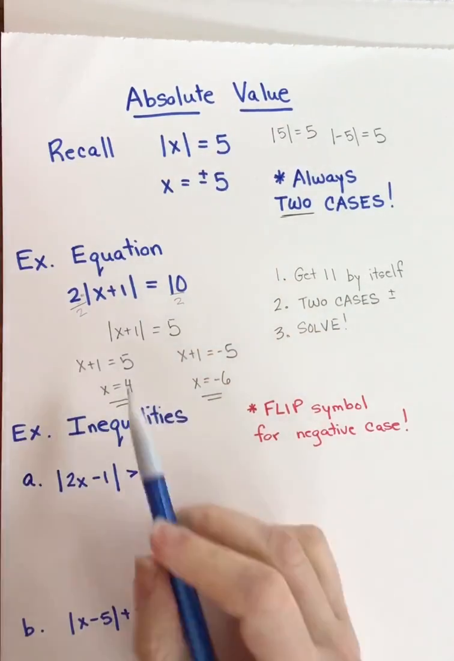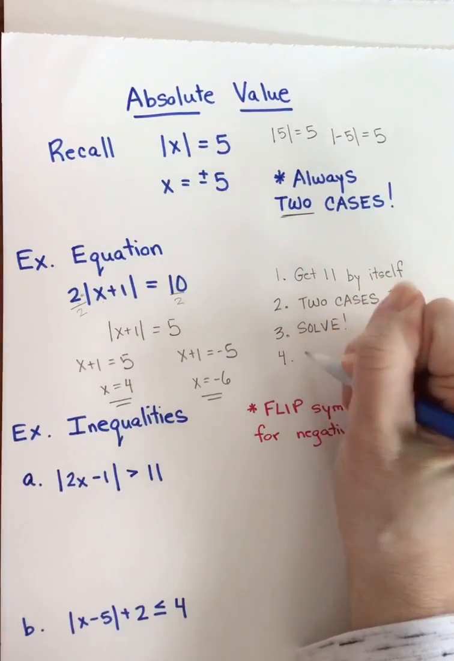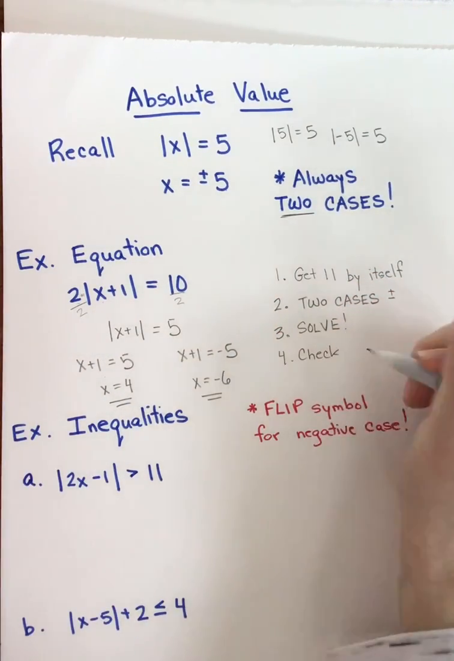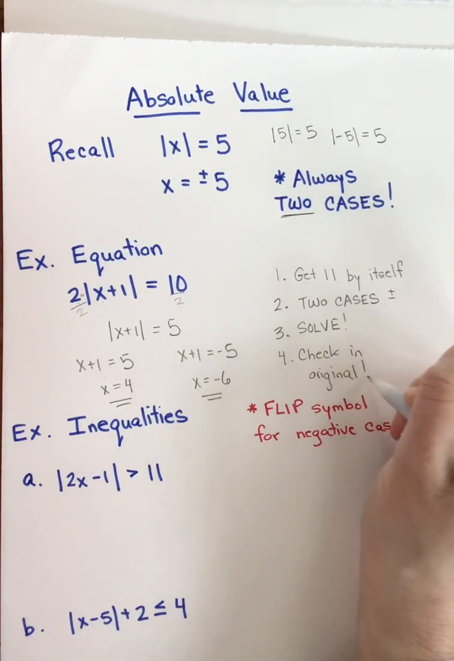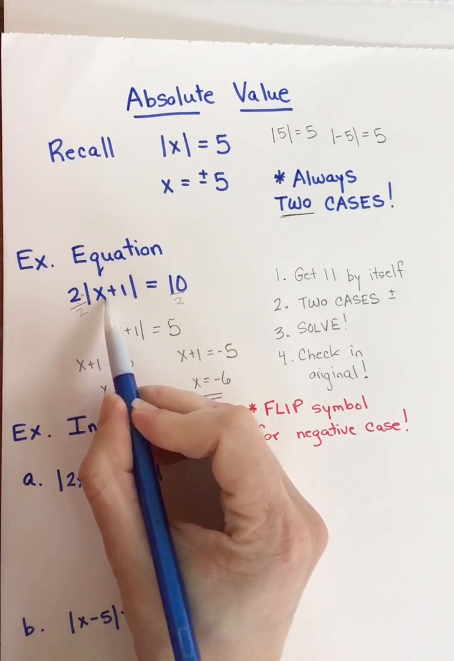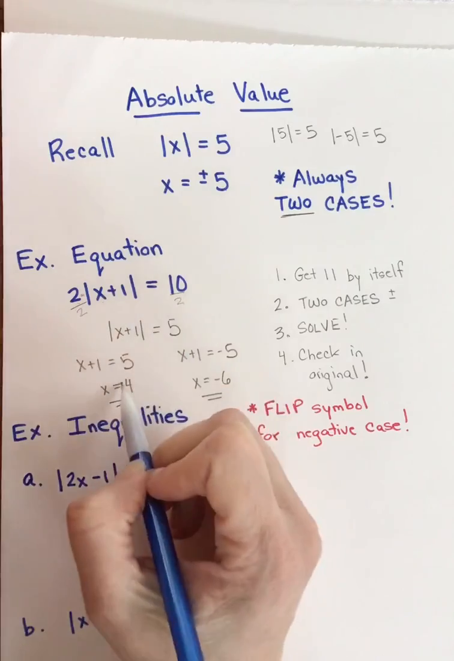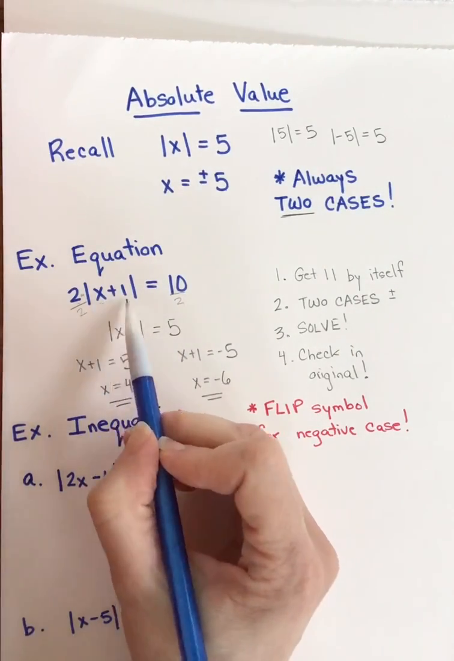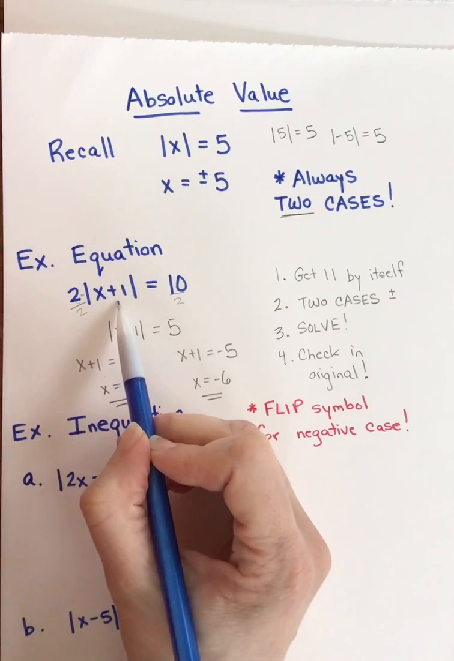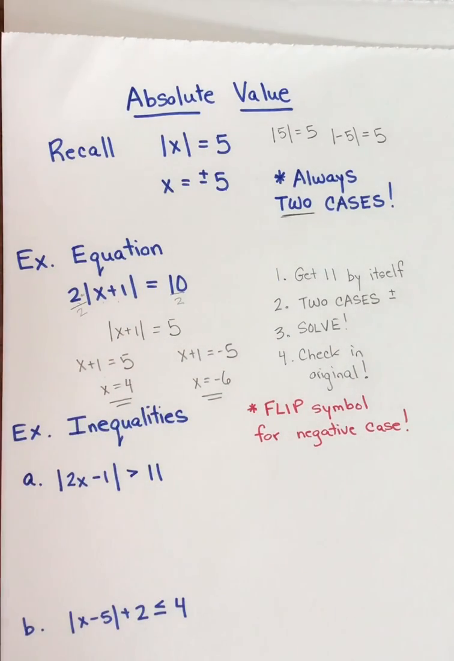If you're feeling A++, what can we always do? That's right, you can always check your answer. When you check, you want to plug it in all the way back to the original equation. So if I take 4 plus 1 is 5, absolute value 5 times 2 is 10. I feel good about that one. If I plug in a negative 6 plus 1 is negative 5, but never fear, absolute value is back to positive 5 times 2 is 10. So I feel pretty good that both of these solutions will work.